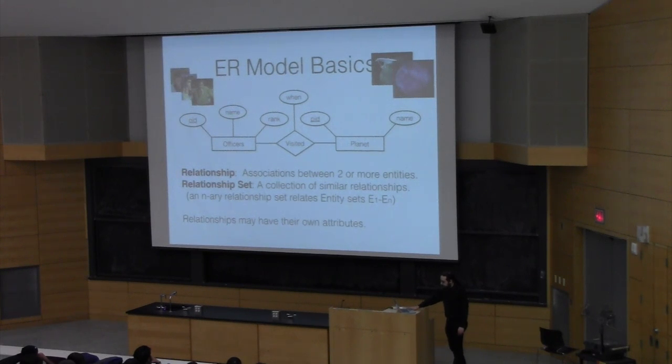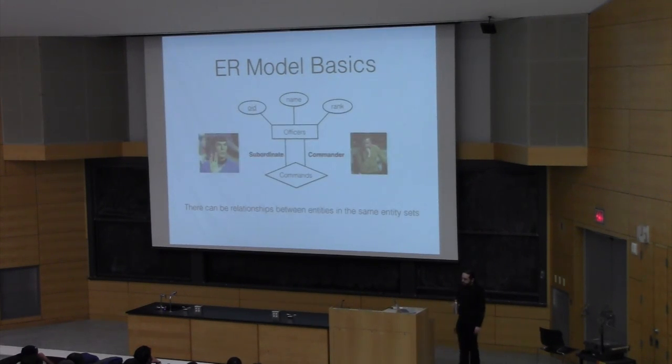Right. So something to note is that relationships can also relate an entity to itself, one element of an entity set to another element of the same entity set. So for example, I could have a commands relationship where the subordinate is connected to the officer that's commanding them.